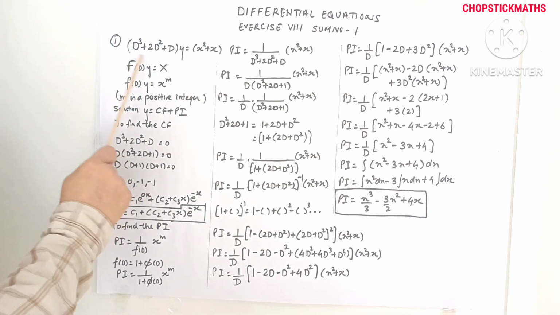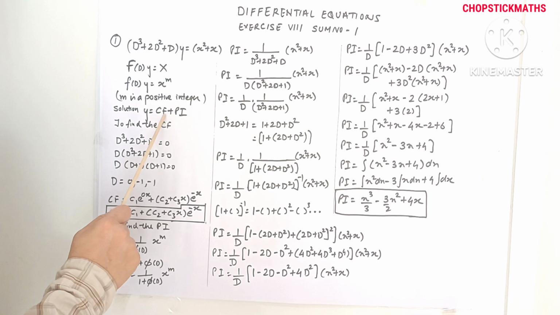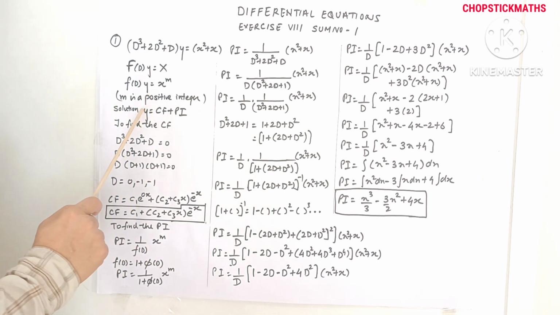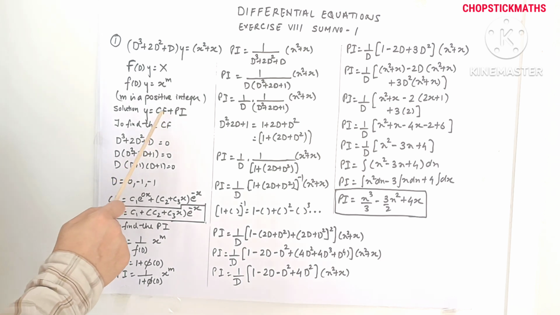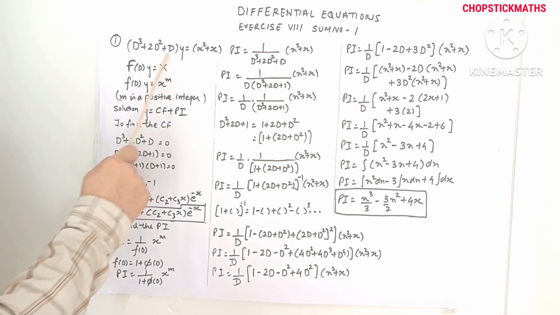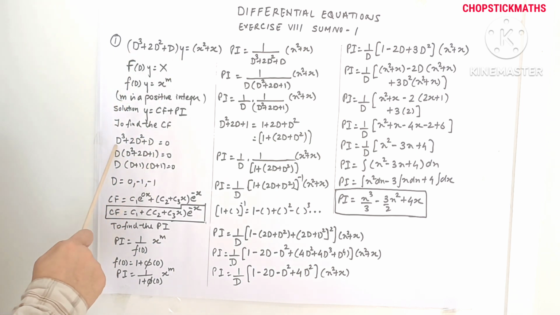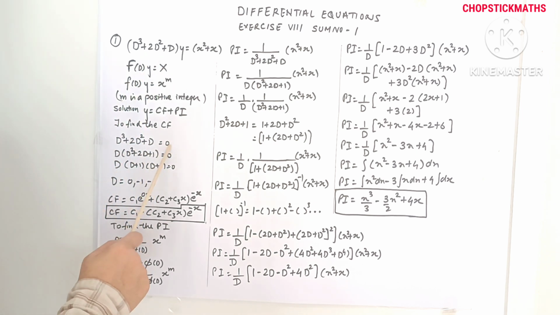Now the solution to this type of differential equation is y is equal to CF plus PI. That is, the solution has two parts, the complementary function and the particular integral. So let us first find the complementary function. This can be found by equating f of D is equal to 0, that is D cube plus 2D square plus D is equal to 0. This is also called the auxiliary equation.